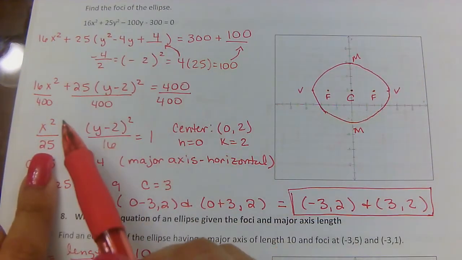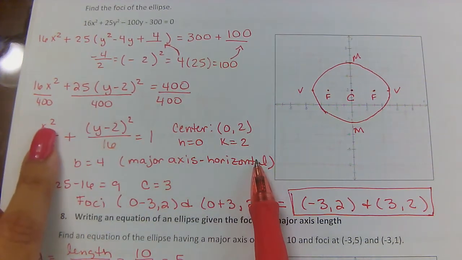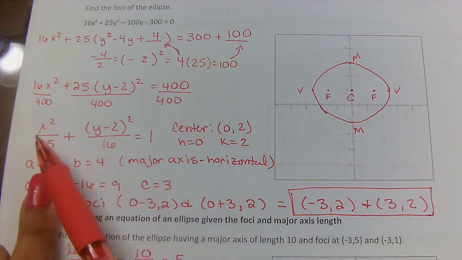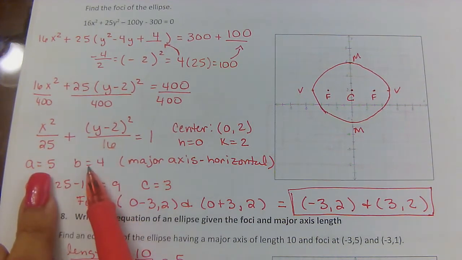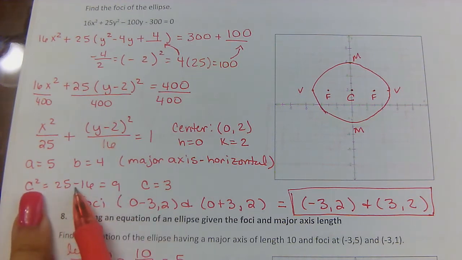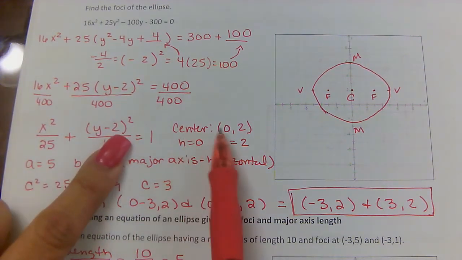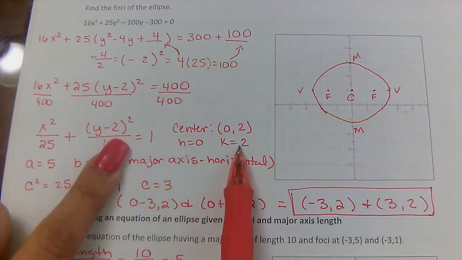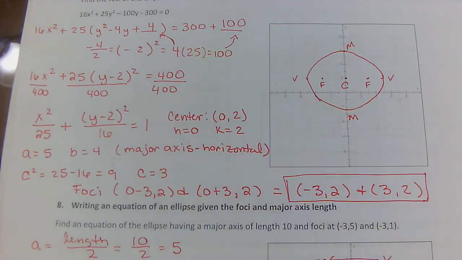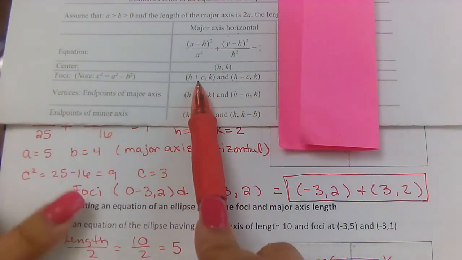I determined that our larger number is 25, making this a major axis on the horizontal because it's underneath the x. Our a is going to be 5, our b is going to be 4, and I can solve for c using the equation c squared equals a squared minus b squared, which is 9. So c is equal to 3. Our center would be (0, 2), which means h is 0, k is 2. Then I'm going to use my equations to find the foci. The focus is going to be h plus c.